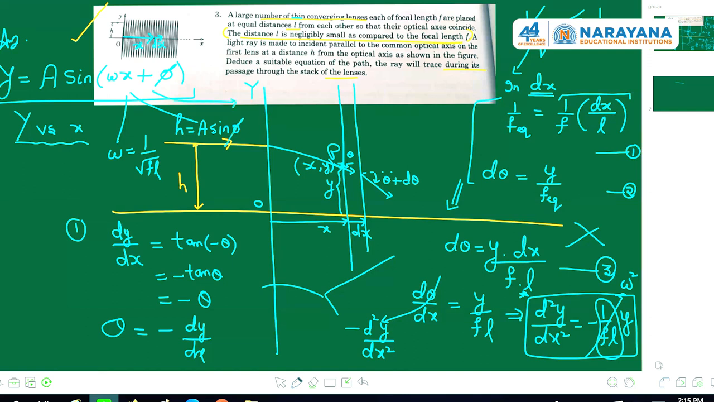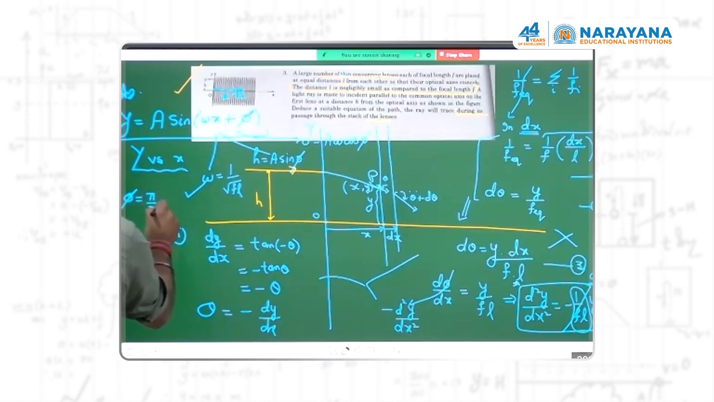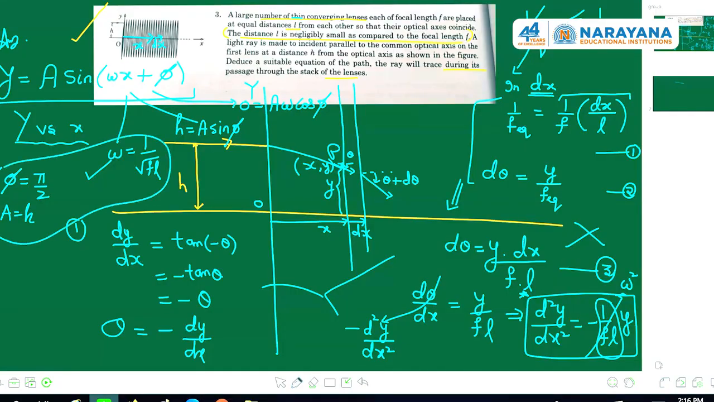That is, at x is equal to 0 when the ray entered here, the slope is 0. So 0 will be equal to a omega cos of omega x plus phi, with x equal to 0, cos phi. That's fine. So omega is known, phi comes out as pi by 2 finally, and h comes out as a. So amplitude comes out as h. So a is known, phi is known, omega is known. This is the final equation that will give you the answer to the problem.